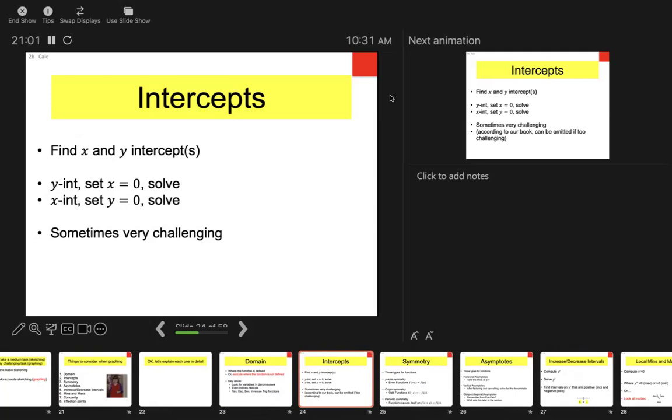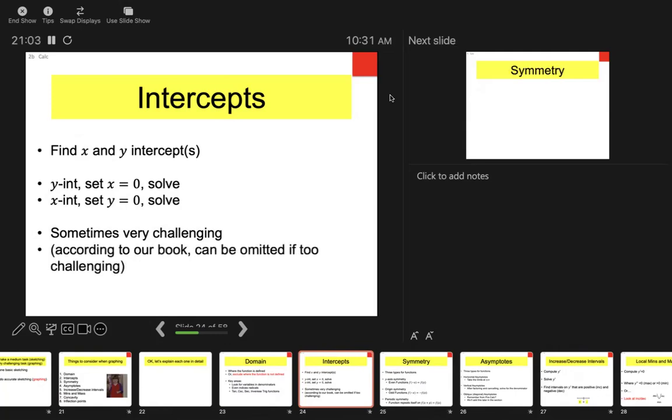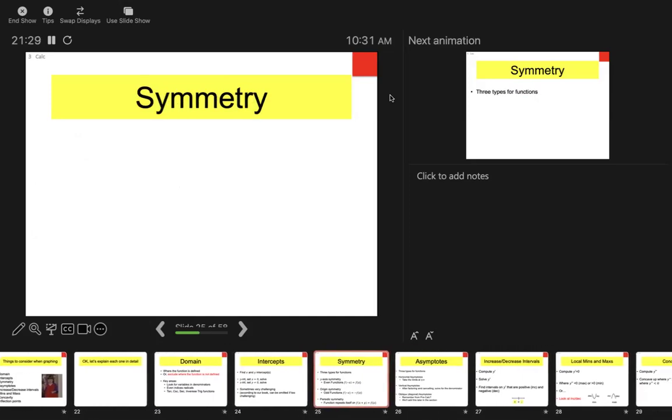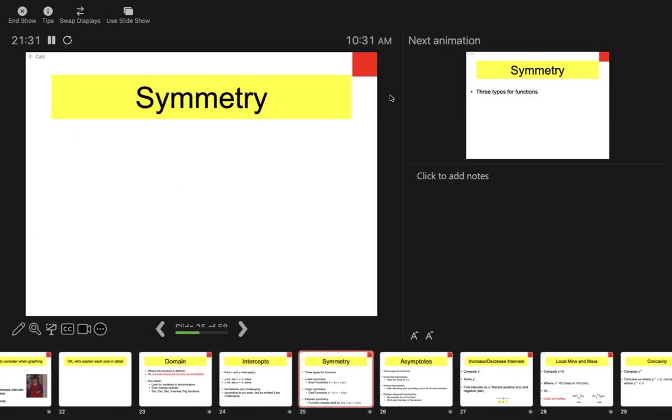So our book, believe it or not, says the following. It says it can be omitted if it's too challenging. Well, I'm just going to say it's always too challenging, right? So use some common sense. If it's a quadratic or something like that, you can solve it. But if it's something to the 5th power, right, you can't factor anything out, then that's a bit too challenging to solve. Okay? You might want to graph it and just have your graphing calculator tell you where the zeros are or the intercepts are. Okay. All right, this is supposed to be box 3.